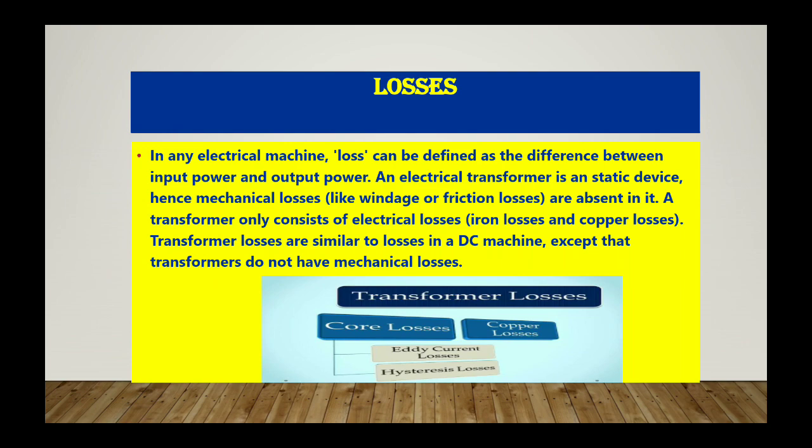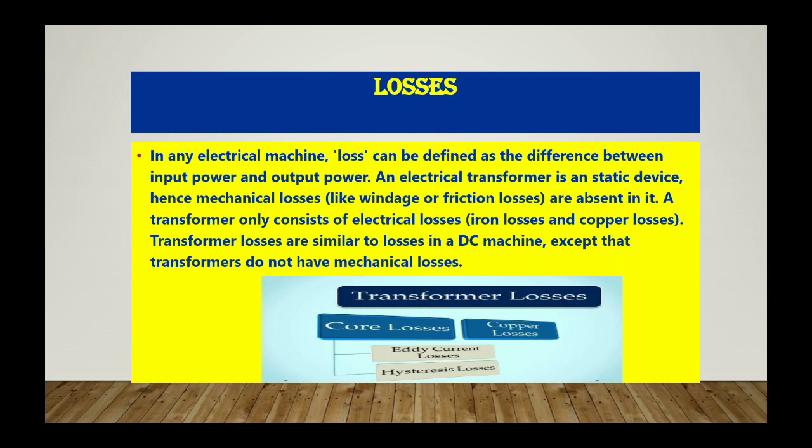In any electrical machine, loss can be defined as the difference between the input power and output power, or we can say input power minus output power. An electrical transformer is a static device, so there are no mechanical losses like windage loss or frictional loss. Only electrical losses are present, that is, the iron loss and copper loss.